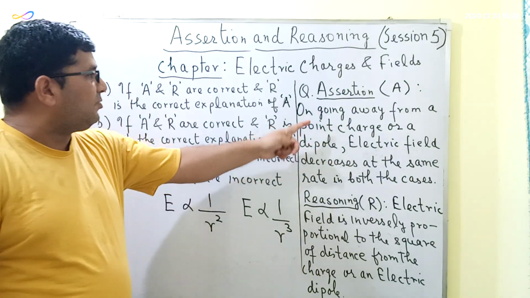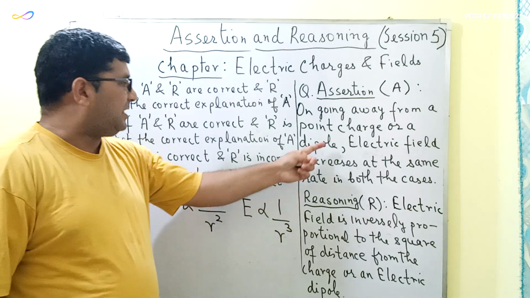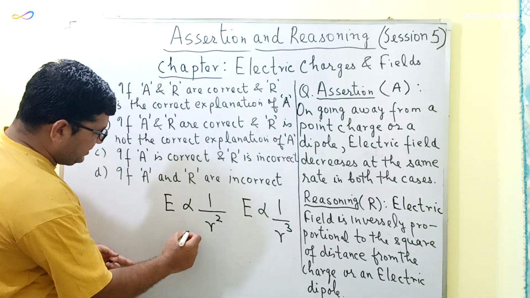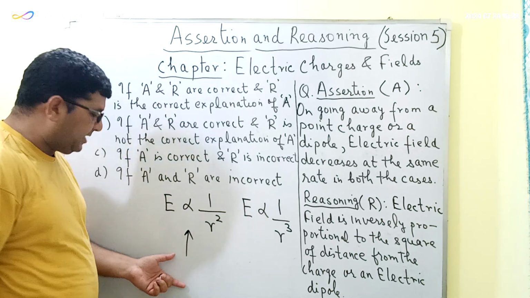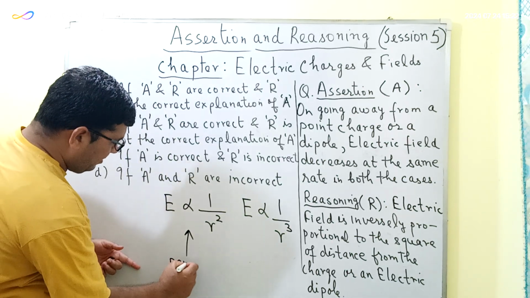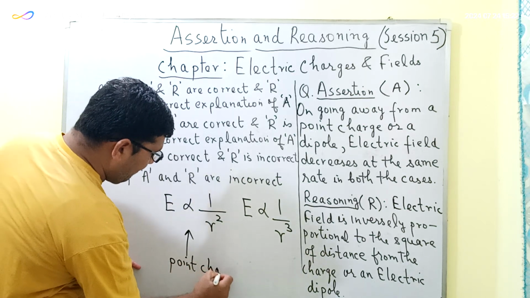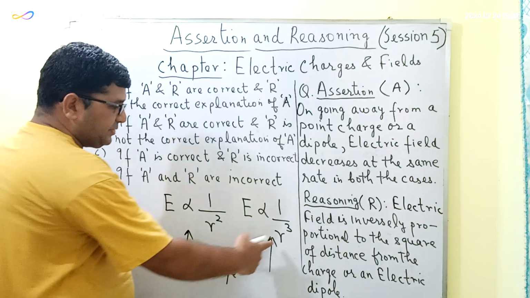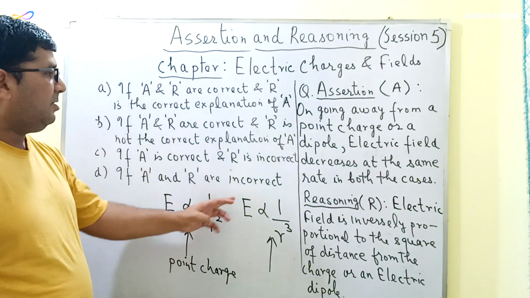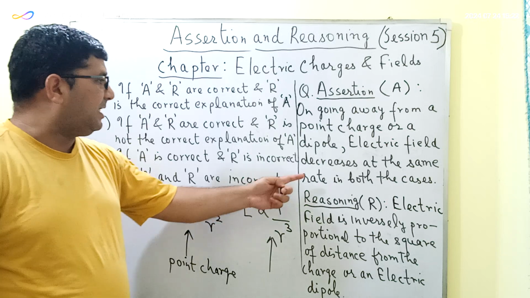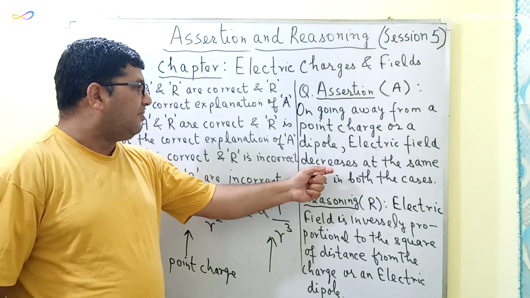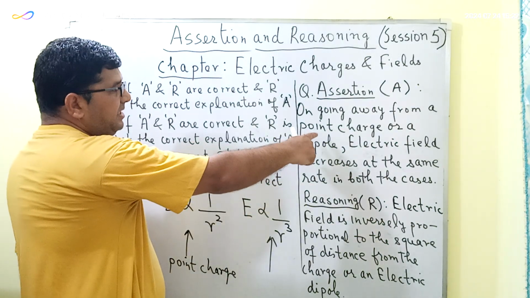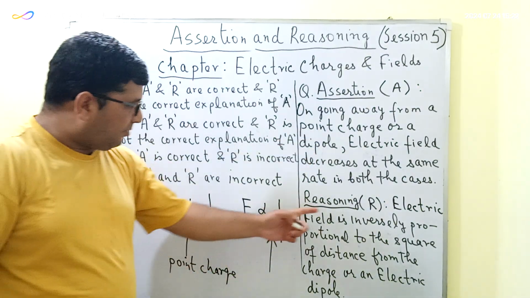So in the assertion it is written, on going away from a point charge or an electric dipole, the electric field decreases at the same rate. So here we see that this is the variation of the electric field in the case of a point charge, and this is the variation of the electric field in the case of an electric dipole. So from these two relations, we can say that the electric field does not decrease at the same rate in both the cases. So the assertion is wrong.